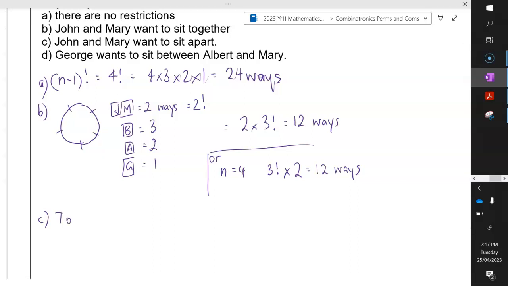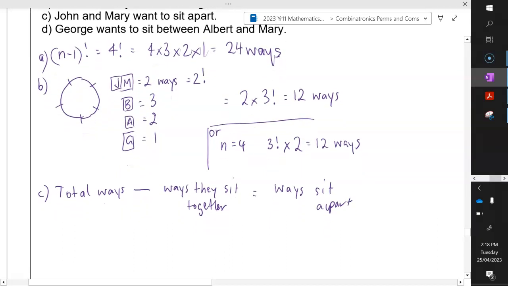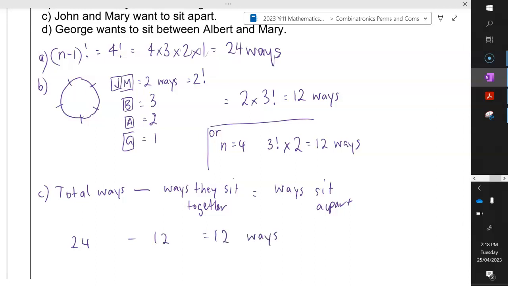So if we look at total ways and take away the ways they sit together, that's going to be equal to the ways they sit apart. And the reason I'm looking at doing it this way is we've already done A and B, so it makes it a little bit simpler. So the total ways is 24. Take away the 12 ways that they sit together, gives us 12 ways that they can sit apart.